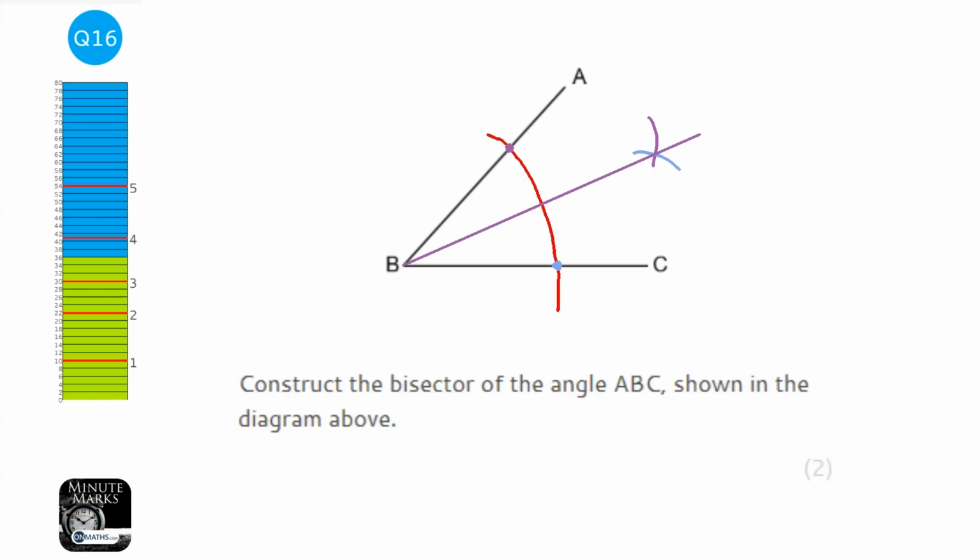Now the examiners are looking for the three arcs that I've shown. So the red one here, the purple one here, and the blue one here, as well as that line that I've shown. So don't rub anything out.